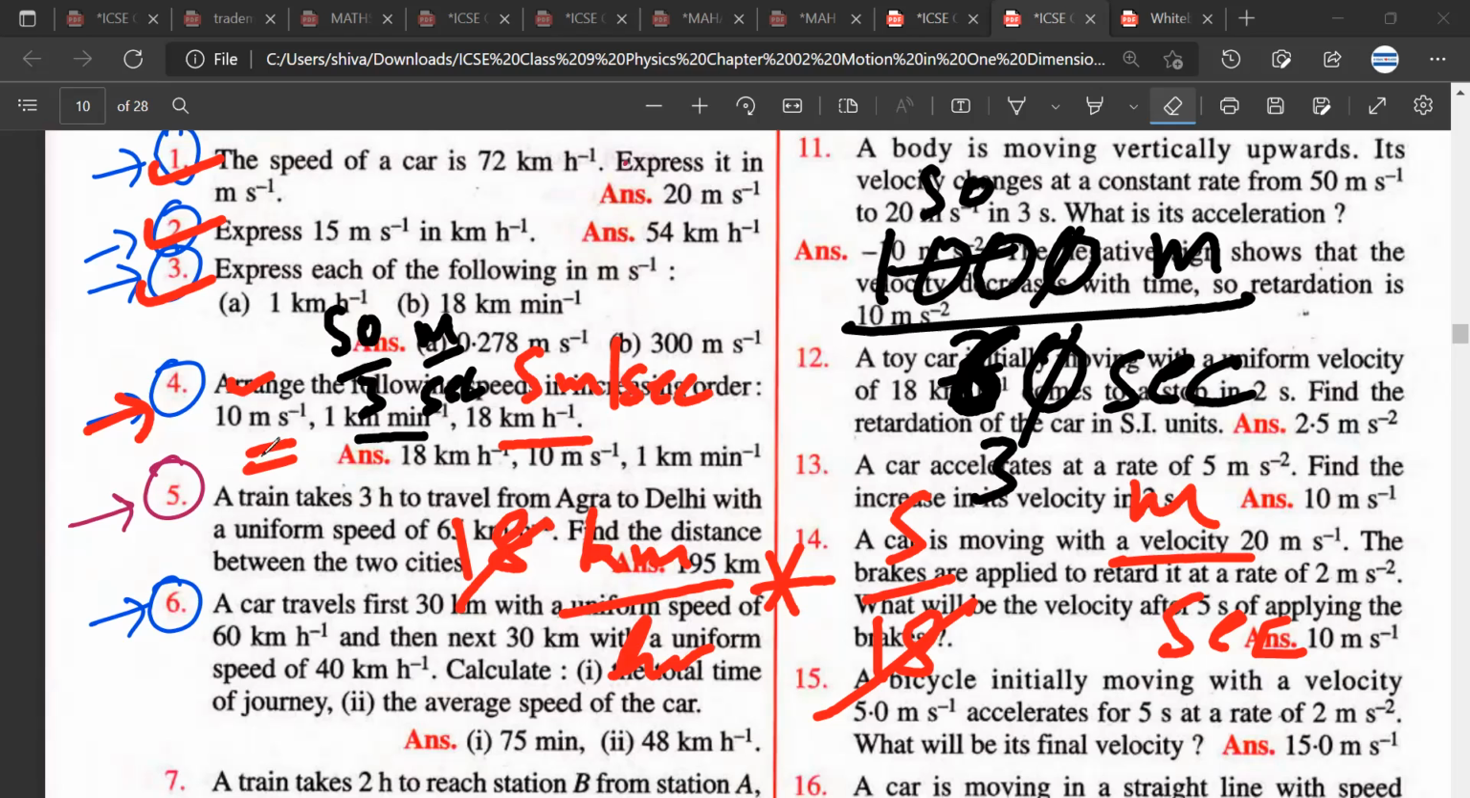So now we have 10 meter per second, we have 50 upon 3 meter per second, we have 5 meter per second. And if we want this to be in increasing order, sir, what should be the answer?